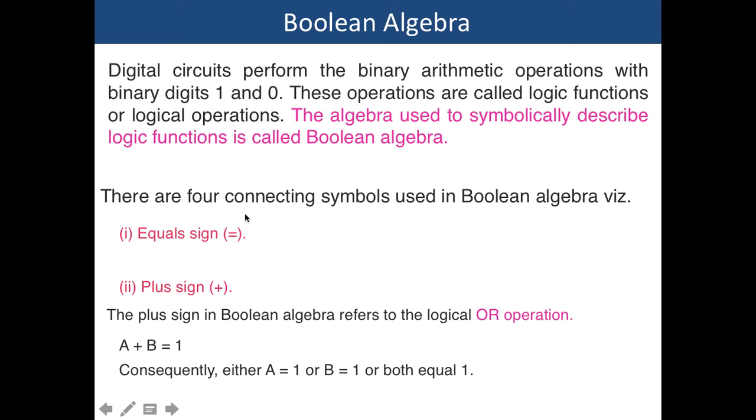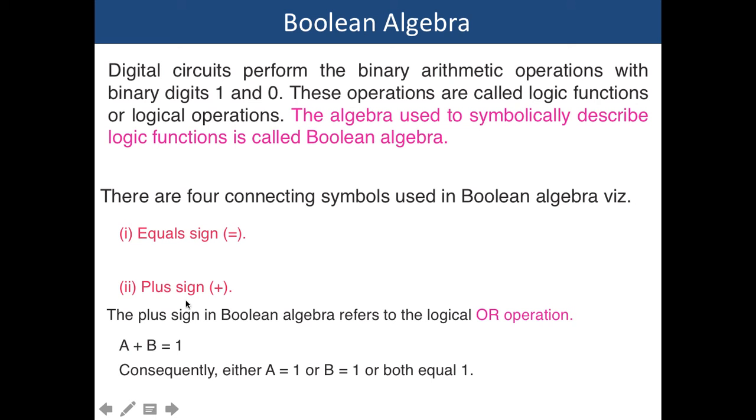There are four connecting symbols used in the Boolean algebra. First one is equal sign. So equal sign means whatever in right hand side which is equivalent to the left hand side.